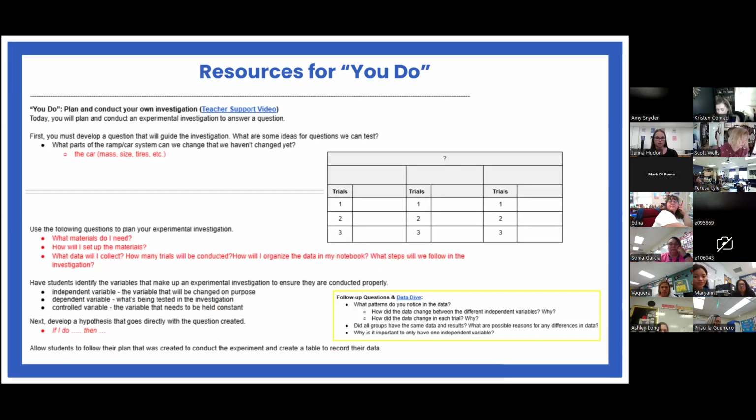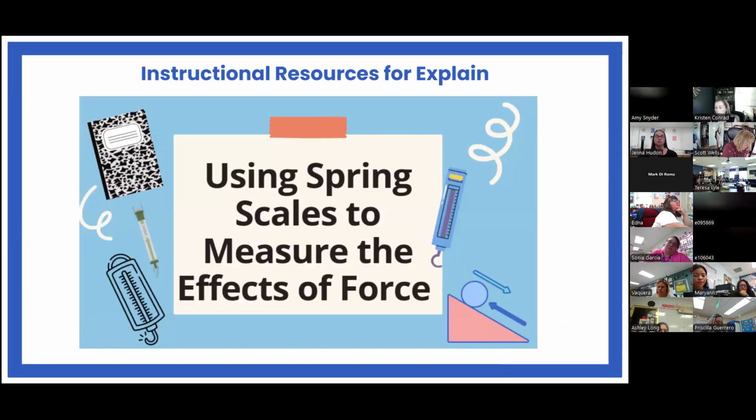It's a lot less, right? Because the weight then is on the students. And so there's less for you in the script. The chart is blank because it's going to depend on what they decide they're going to test, right? And then again, that data dive to support your students in analyzing the information at the end to answer that guiding question.